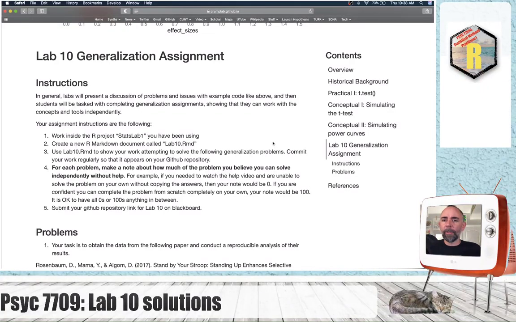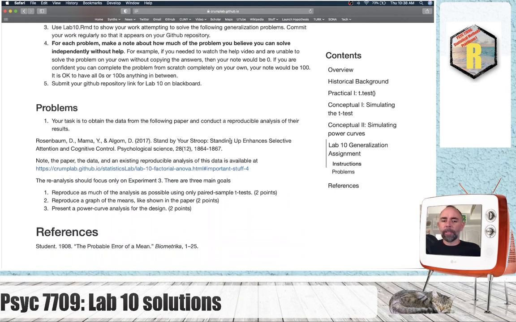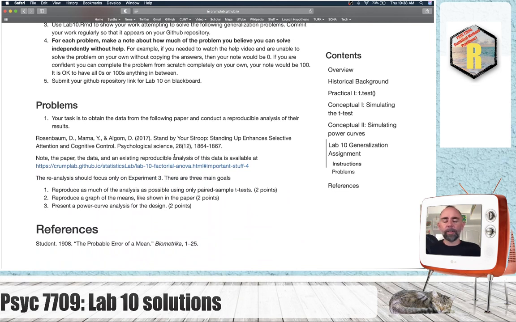All right, here we are with the Lab 10 generalization assignment. The assignment is really one big thing that's going to be fairly similar to your semester-long project. Your task is to obtain data from this paper and do a reproducible analysis. Specifically, we will do t-tests on the data that we get from this paper. We're going to reproduce a graph of the means, and we're going to do a power curve analysis.